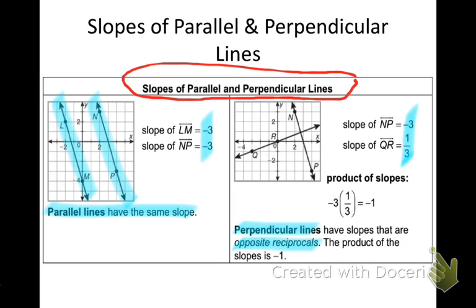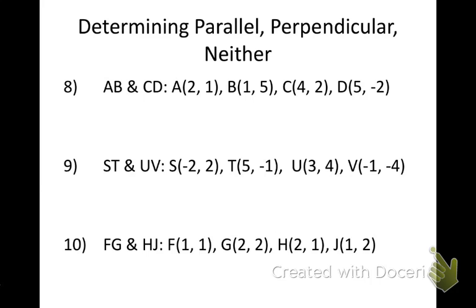So parallel lines have the same slope. Perpendicular lines have negative reciprocal slopes. If they are neither of those, as in something like 2 over 1 and 4 over 3, those are just intersecting lines. If they have different slopes, they're going to be intersecting lines, or neither of those two.